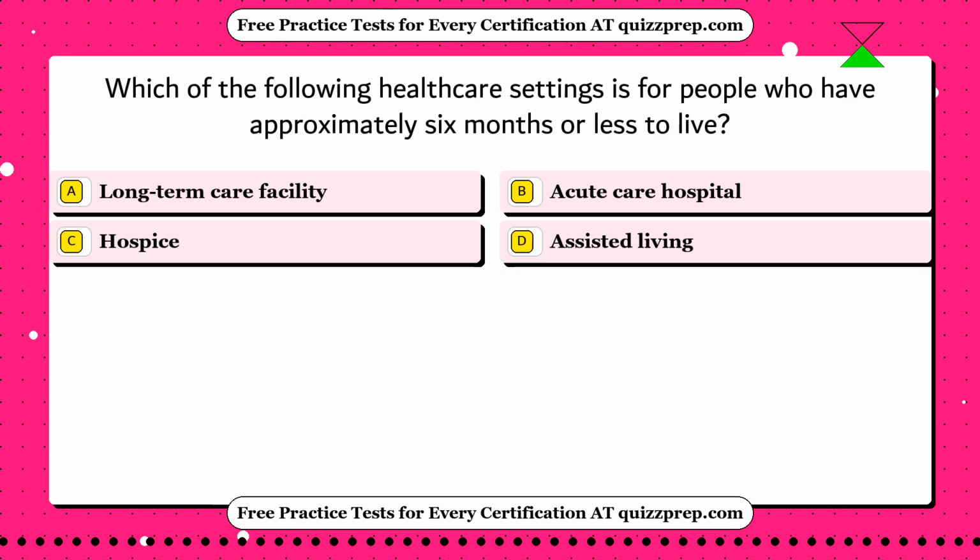Question 10. Which of the following healthcare settings is for people who have approximately 6 months or less to live? Option A. Long-term care facility. Option B, acute care hospital. Option C, hospice. Option D, assisted living.